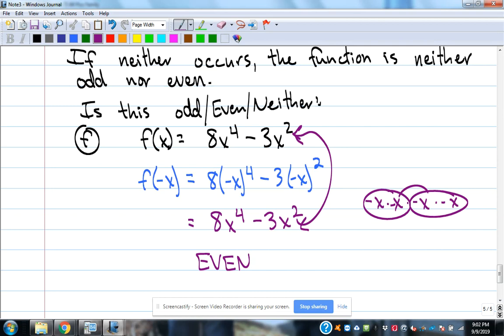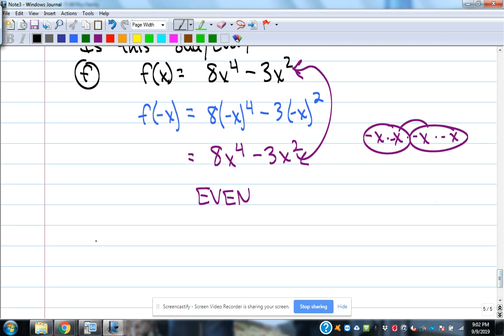So if we see a problem with all even exponents on the variables, and every term has a variable with an even exponent, then we know that that's an even function. Okay, so there is a shortcut to it that you can look for. It works every time. Let's take this function.